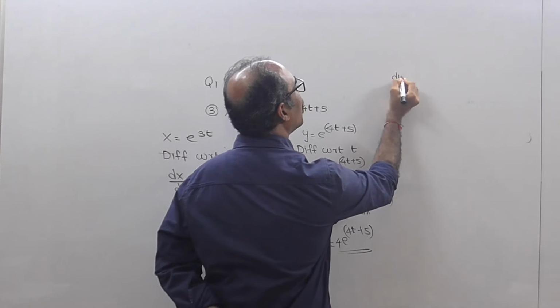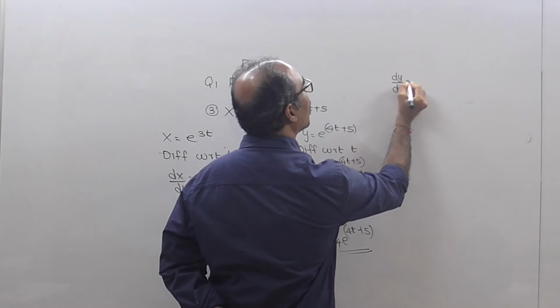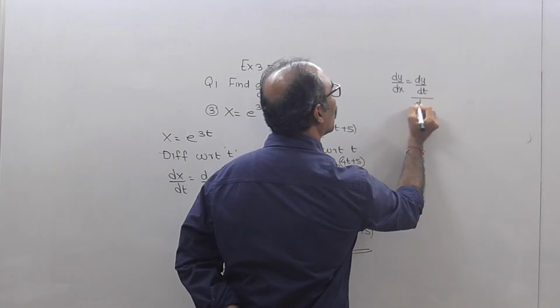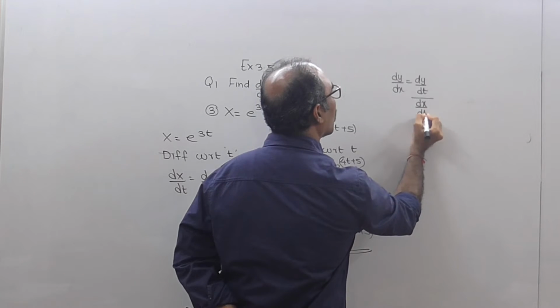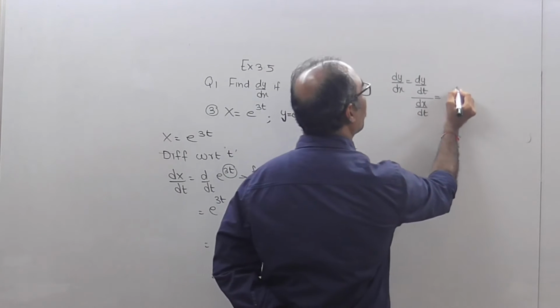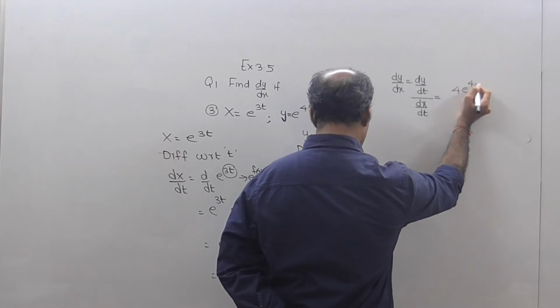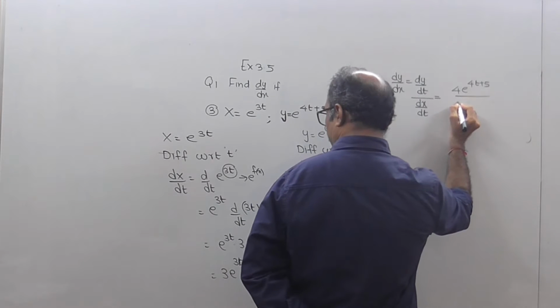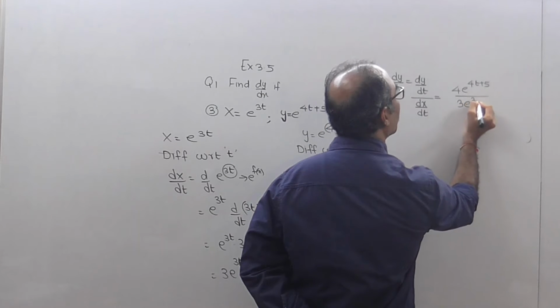We have to find the value of dy by dx, which is nothing but dy by dt upon dx upon dt. dy upon dt is 4 e raised to 4t plus 5 and dx by dt is 3 e raised to 3t.